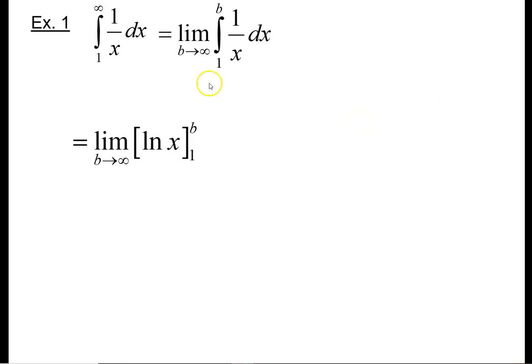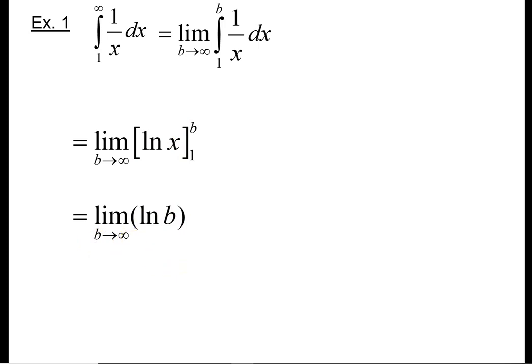So let's try this. We have the improper integral of the function 1 over x from 1 to infinity. So I'm going to write this as the limit as b approaches infinity of the integral of the function from 1 to b, because we want to work with b and treat it like a number. So ask yourself, what is the antiderivative of 1 over x? And of course, that's the natural log of x. We're going to evaluate it from 1 to b using the fundamental theorem of calculus. So that would be the natural log of b minus the natural log of 1. Of course, the natural log of 1 is 0. So this just gives us the natural log of b. And then we want to take the limit as b approaches infinity.